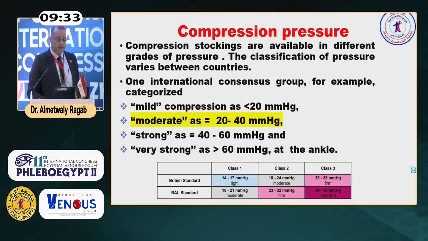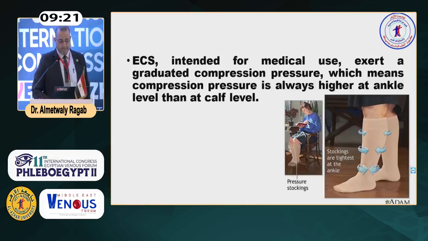The classification of pressure varies between countries. One international consensus group, for example, categorizes it into mild, moderate, strong, and very strong according to the pressure exerted by the stocking. Elastic compression stockings intended for medical use exert a graduated compression pressure, which means compression pressure is always higher at the ankle level than at the calf level.